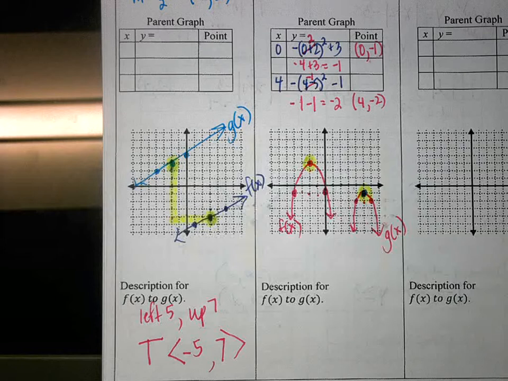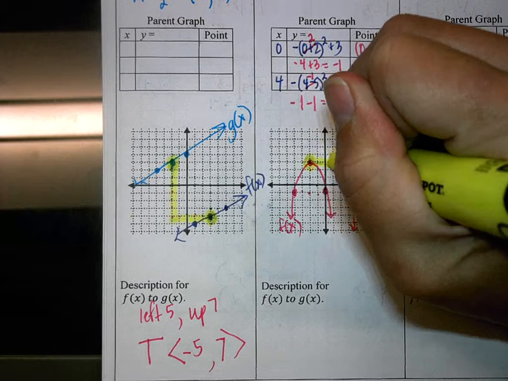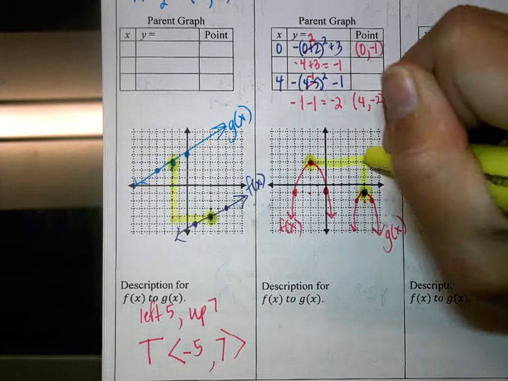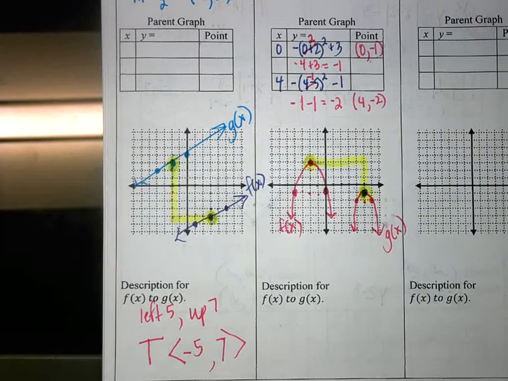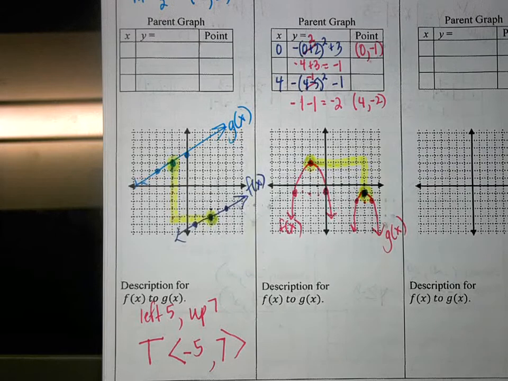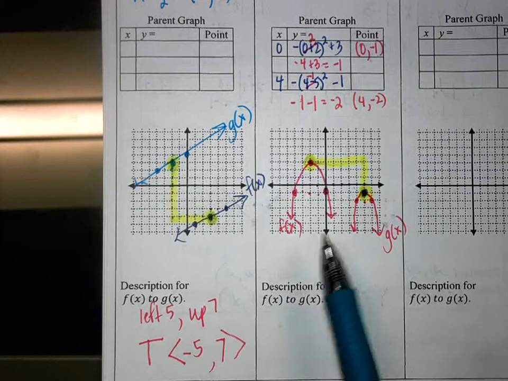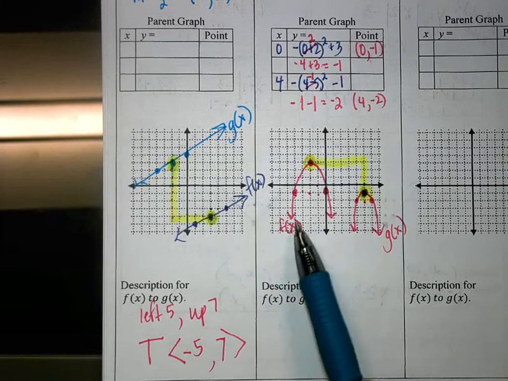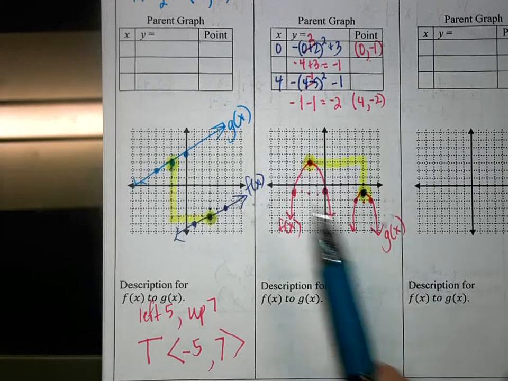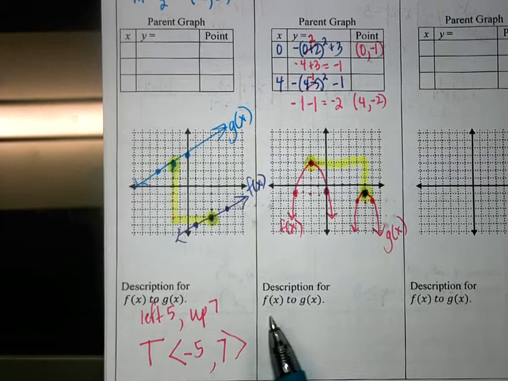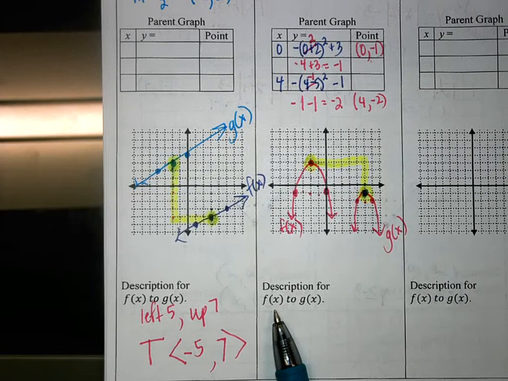Okay, so then now we have to describe the translation. So again, if it's easier for you to see, go ahead and highlight from point to point, and then we need to describe what has happened. It will change based on where you start in terms of if you're going from f of x to g of x or g of x to f of x. So make sure that you're starting where they're telling you to start.